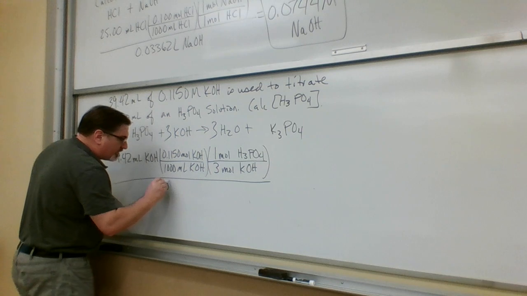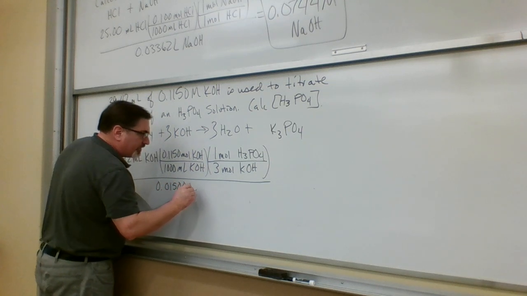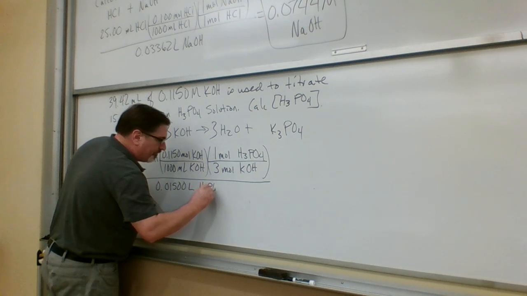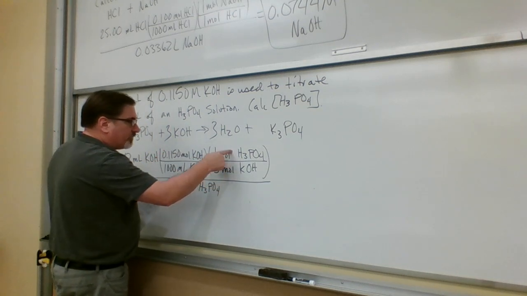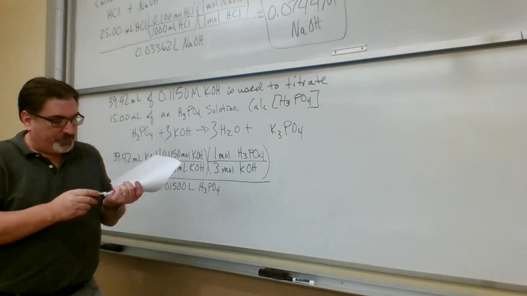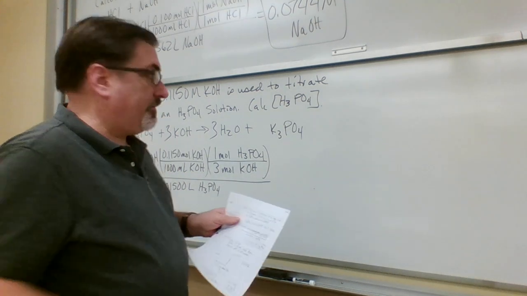and that was dissolved in 15 mils. So 0.01500 liters of H3PO4. Milliliters cancel, moles of KOH cancel. We got moles per liter of H3PO4. That's when we grab our calculator again.